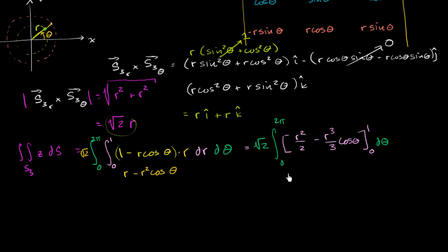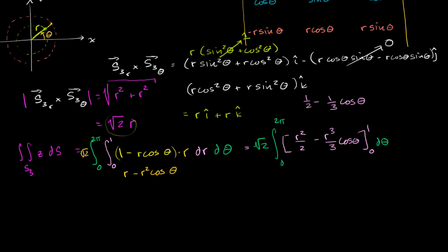So when you evaluate it at 1, you get 1/2 minus 1/3 cosine theta. And then minus both of these evaluated at 0. Well, those are just going to be 0. 0 squared minus 0 squared times whatever, it's all going to be 0. So this business right over here just evaluates to 1/2 minus 1/3 cosine of theta.